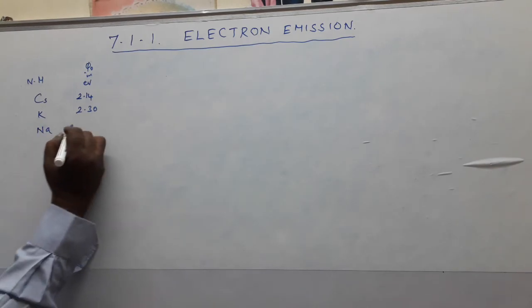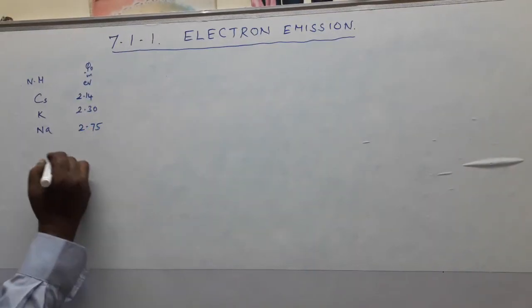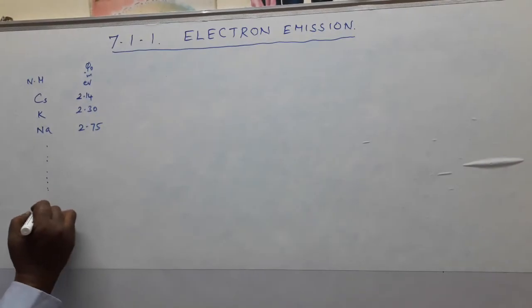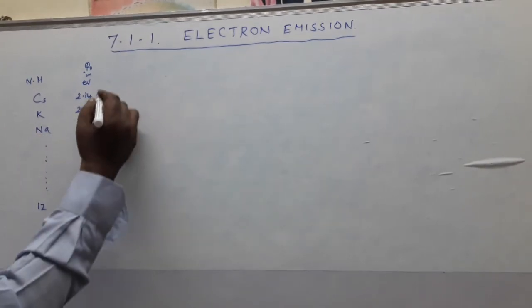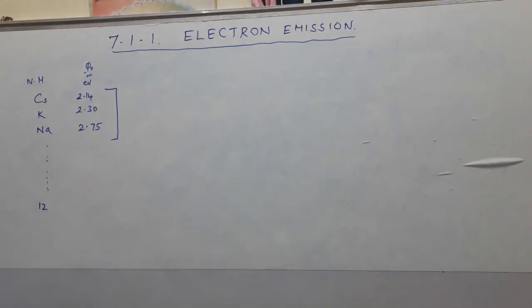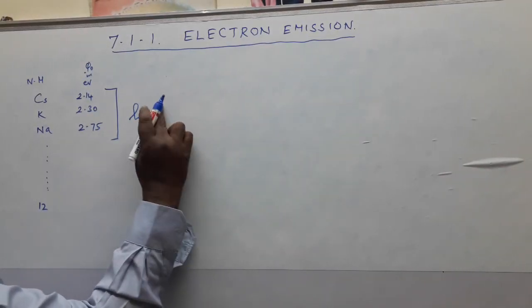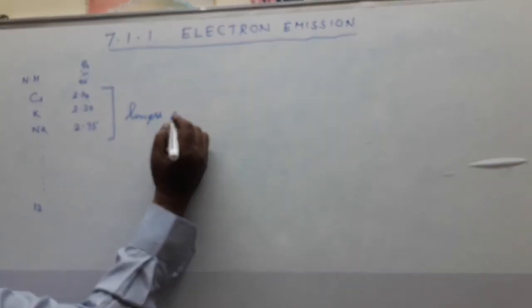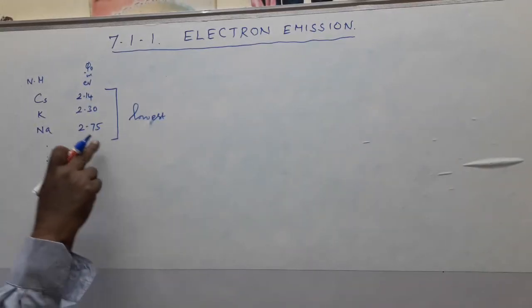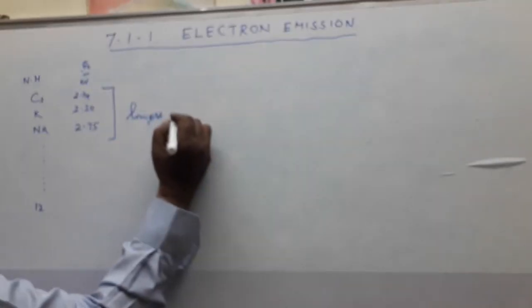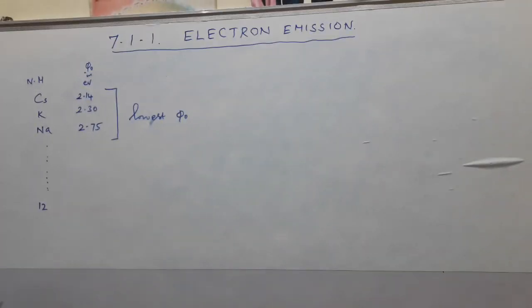And for sodium 2.75. Likewise, there may be a table available for 12 metals. Why are we giving more importance to these three? Because they need the lowest energy for the work function. That's why we are giving importance to these three. They have the lowest work function, so we choose these metals for electron emission.